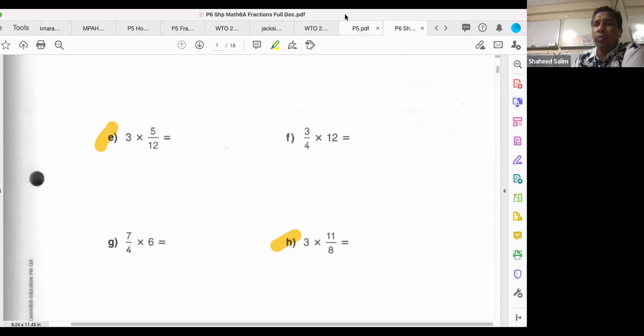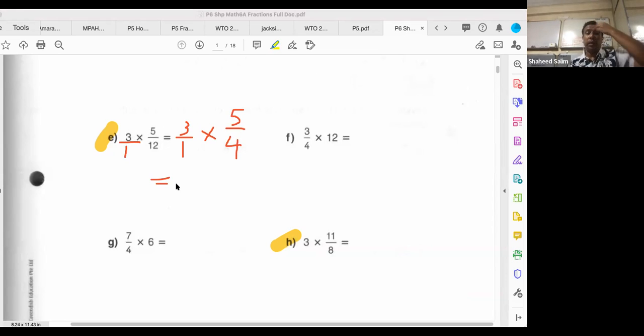Okay, those of you who are still struggling, it means you have to practice more of this. You put over 1 here. So it's like that, 3 over 1 times. Okay, well done, Shafia. But you have to write it as a mixed number lah. So now down here, how to do? You take top times top, bottom times bottom, right? Sorry, I must put 12 here.